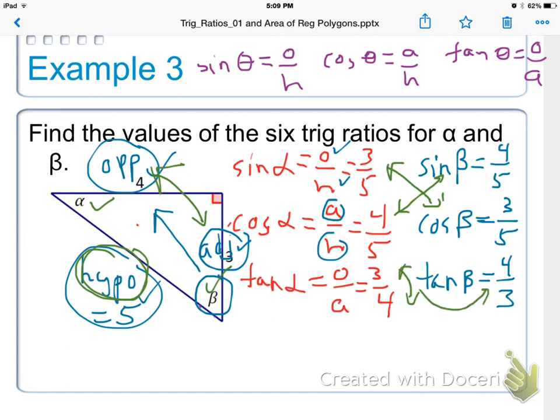And what you see is it flipped. The 3 flipped to the bottom, to 4, and 4 went back up top, and that became the other one. So when opposite and adjacent flip, there's some flipping going on. This is called the reciprocal. So the tangents are just reciprocals of each other, and then the cosine and sines have the same values, but they switch positions. That's important to note.